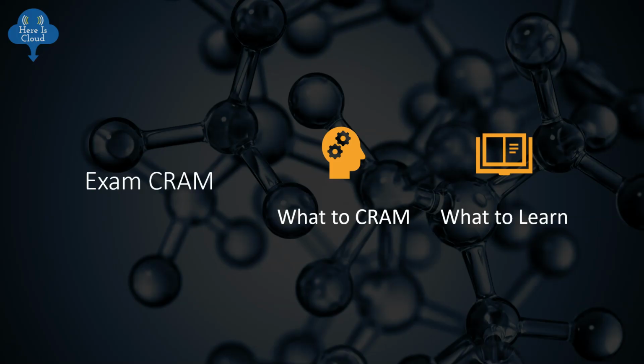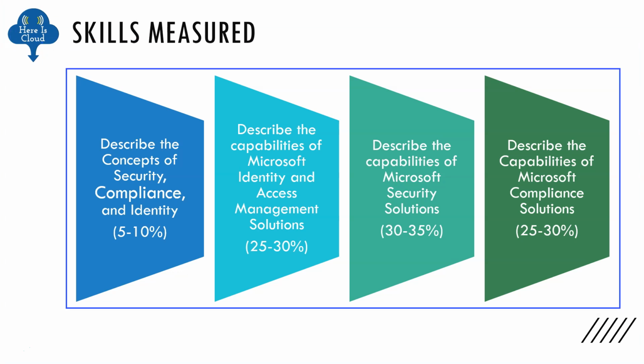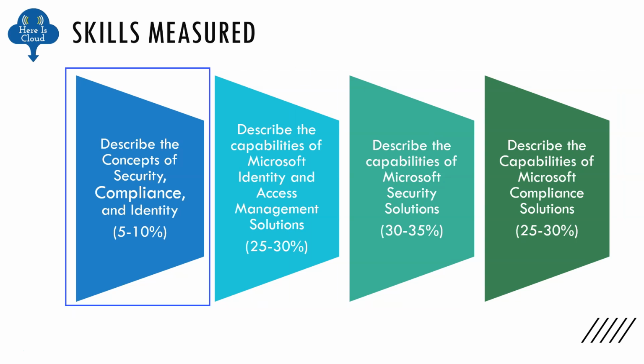Now let's come to the main part. How do we prepare for this exam? What to cram and what to learn? Let's go through that in detail. So the content for this exam is divided into these 4 units. It starts with the concept of security and compliance, which covers 5 to 10%, followed by the other 3 units.